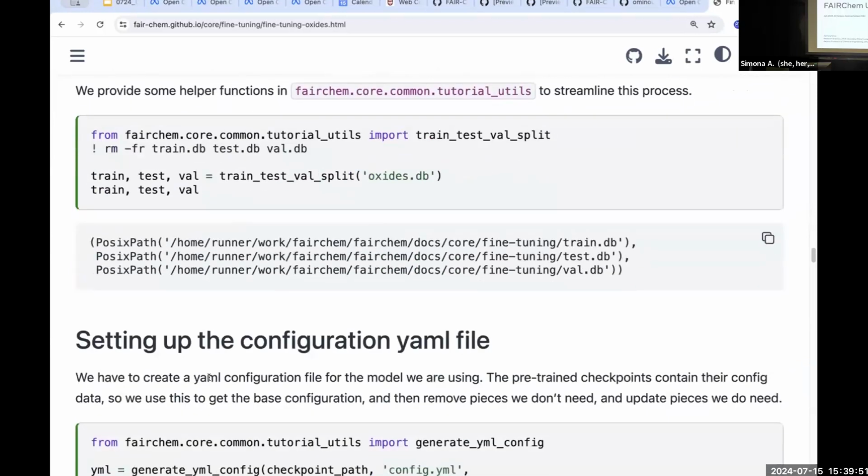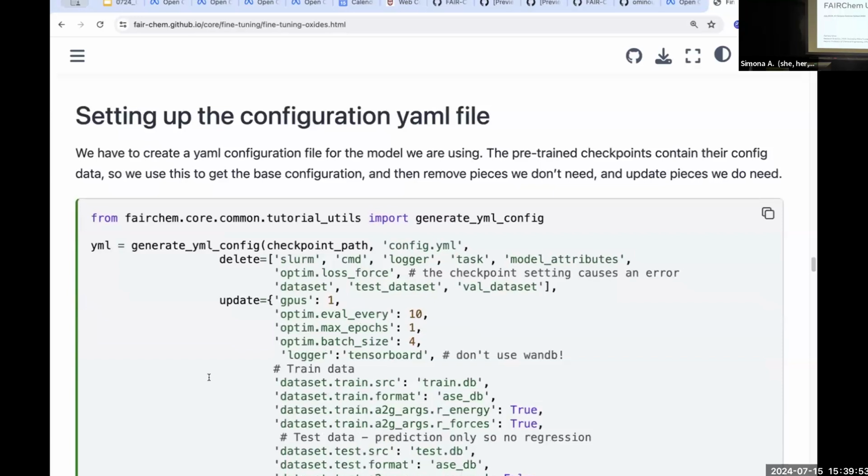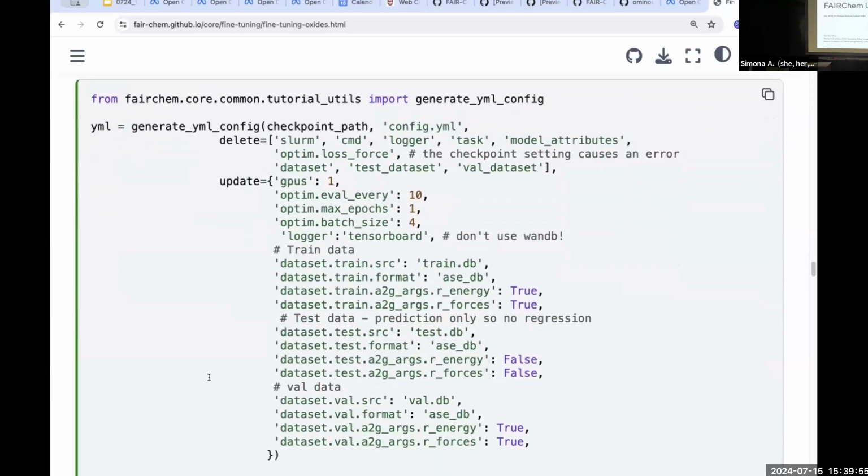There's a little helper tutorial. You specify all the configurations. So most of this is basically just saying we're going to load our prior model, but we're going to use a new database for the train, test, and validation data. And we want to train on the energies and the forces. So this is just telling our model really explicitly what we want this thing to do.